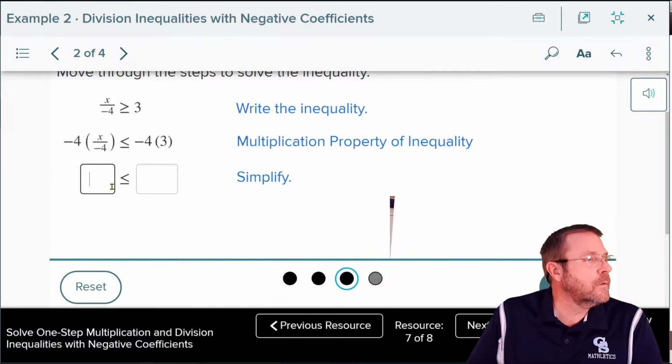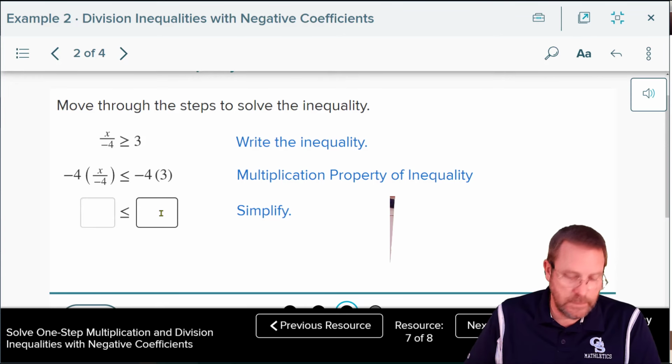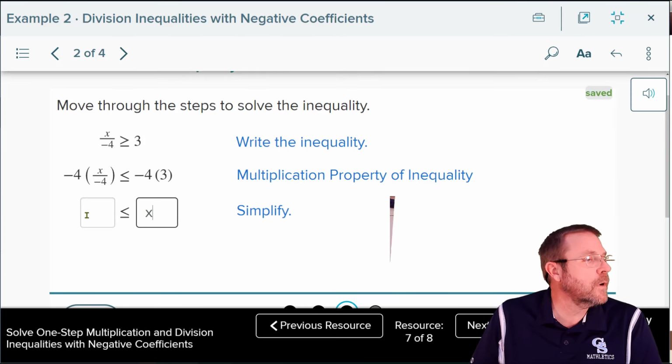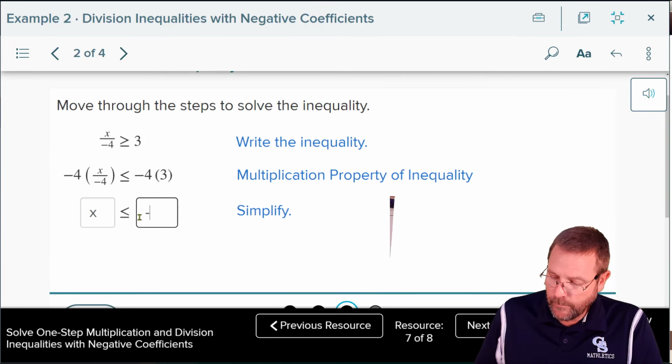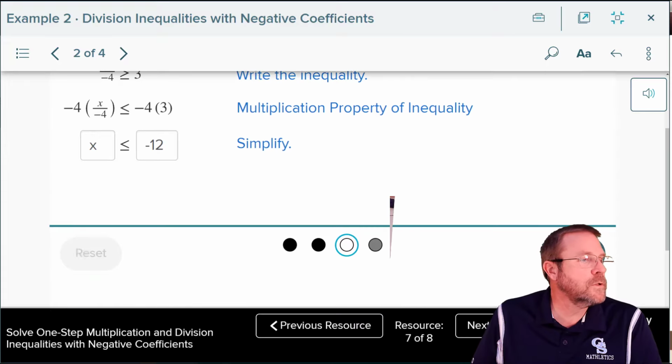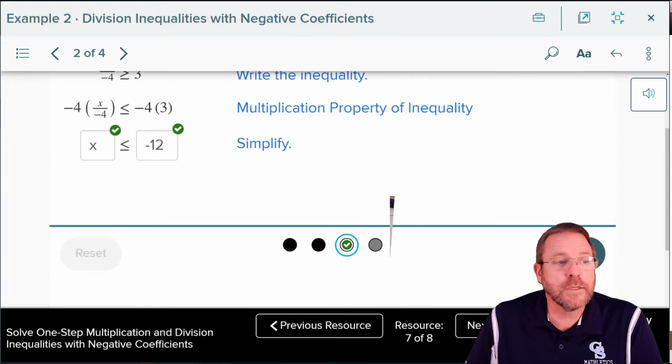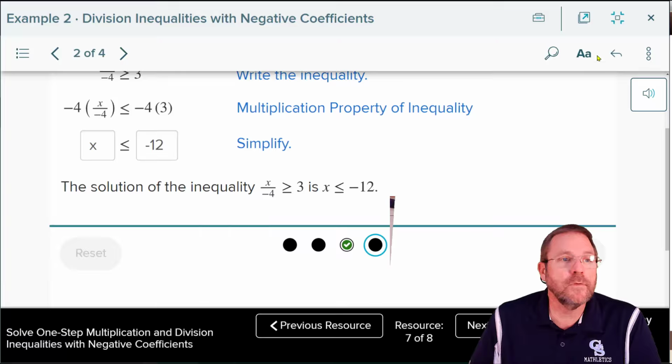Oh, wait a minute. Do we have to change the sign? No, we don't. I'm sorry, because they already flipped the sign right here. Notice when they multiplied by -4 on both sides, the sign flipped. So that's going to be x. Then over here, -4 times +3 is going to give us -12. Check it, and the answer checks. It really is that simple to do these things.